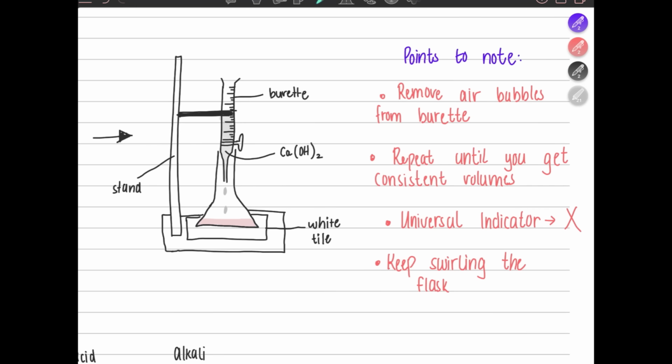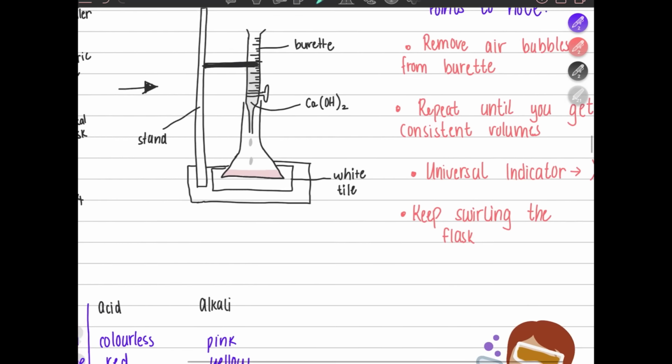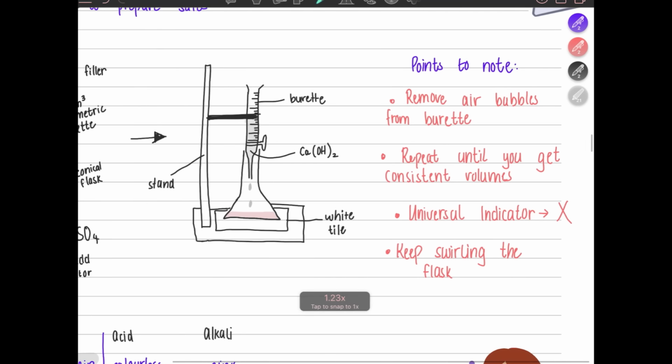Now whenever the acid and base have neutralized each other, it will change color. If you have added phenolphthalein, it's going to turn pink. Now what are some points to notice here? We don't use universal indicator.